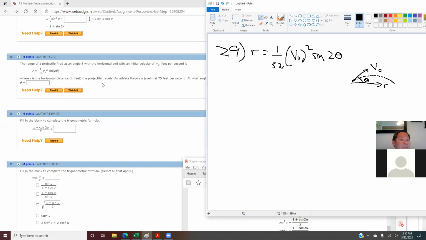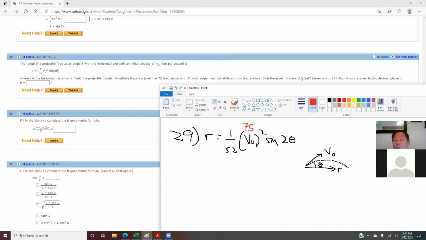So this question is telling us that an athlete throws a javelin at 75 feet per second. So this is actually the V0 because that is your velocity. So this will be 75 feet per second. What is the angle that he has to throw so that it travels 125 feet? So this 125 feet, is that your theta or is that your horizontal distance? Would that be the horizontal? Yep, because theta is an angle. This is feet, not degrees.